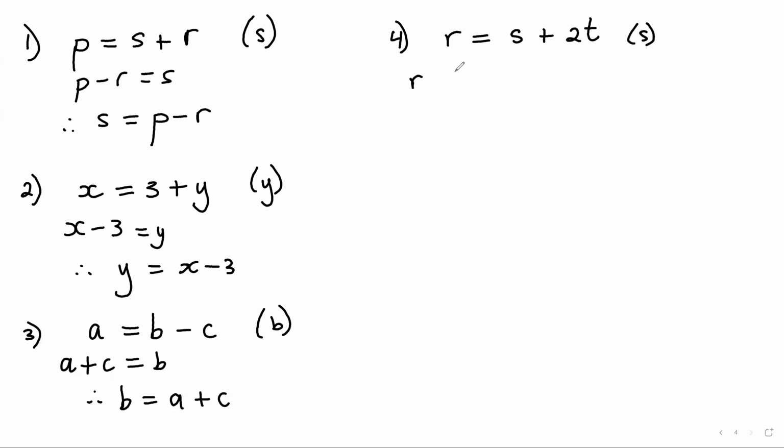R equals... Well, remember, I want S by itself. So I have to move 2T. R minus 2T. That's right. That's the answer. So S is equal to R take away 2T.